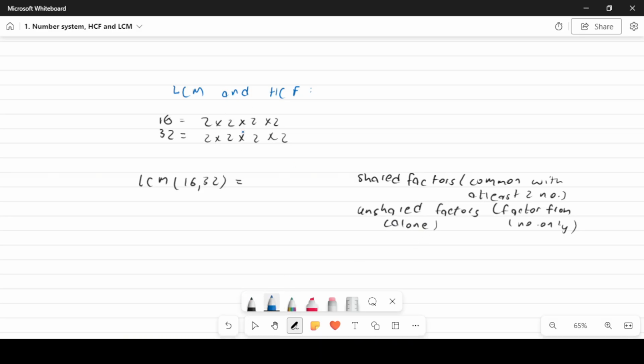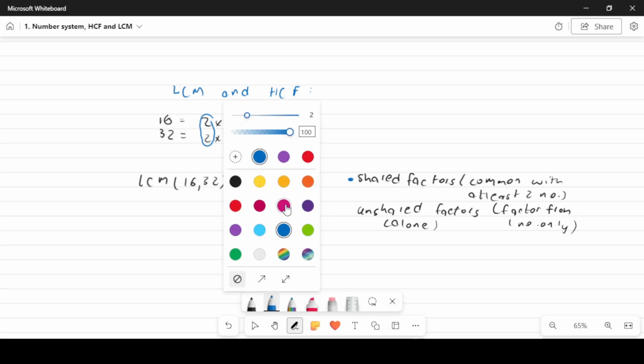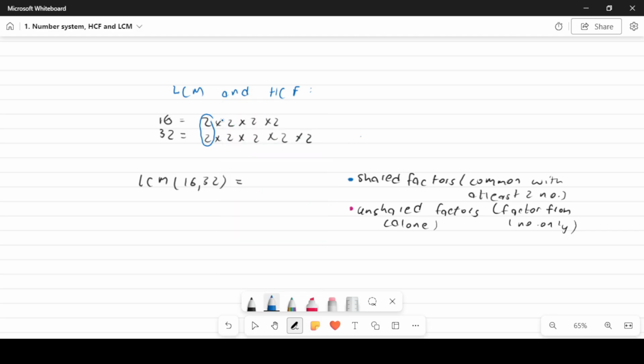Let's look at this example. If I have to list or circle all of the shared factors, meaning that it's common with at least 2 of the numbers, see, this number here and this number is common with at least 2. So this is what we will call a shared factor. I'm going to show shared factors with a red marker, and unshared factors with a pink marker. So the shared factors are this 2 here, this 2 here, this 2 here, this 2 here.